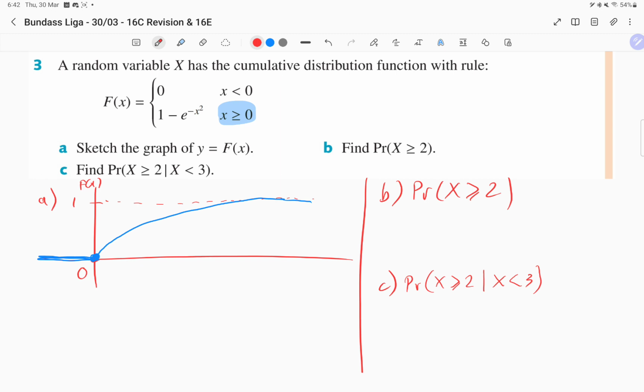Isn't B just subbing 2 into X? B, no, not quite. It's not just subbing 2 into X. You do sub it into X, but remember, big F is the area to the left of a value.